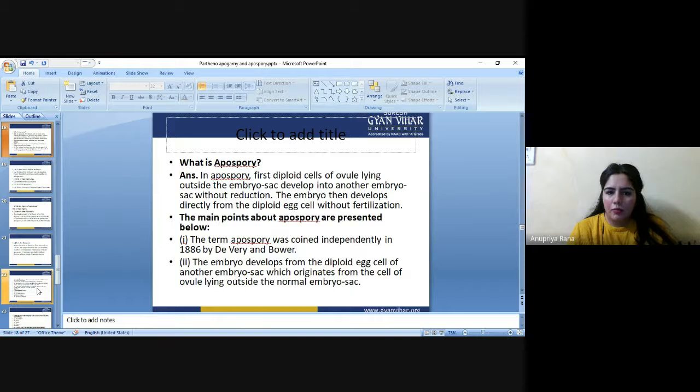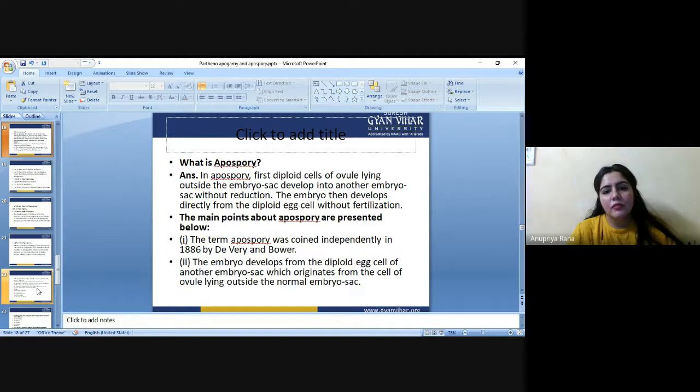Now, after apogamy and parthenogenesis, we will take a look at apospory. Apospory is a little different from parthenogenesis and apogamy. What happens here? Actually, the problem is not from which cell the embryo is formed.